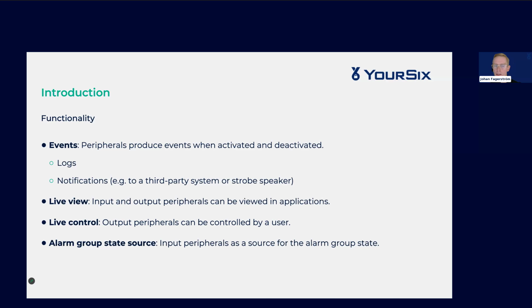Peripherals can be live viewed, meaning that both input and output peripherals can be brought into Matrix, and you can thus see an input's state, and you can also see the output's state. Additionally, outputs can be live controlled, meaning that in Matrix, just as you can live control a barrier, you can now also live control a peripheral. And furthermore, an input peripheral can be used as a source for an alarm group state, typically used when you have an alarm panel deployed at the same site and you want to use that alarm panel to be the single source of truth for your security system, as when YourSixOS is being used in combination with an alarm panel.